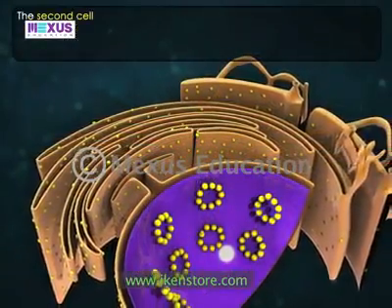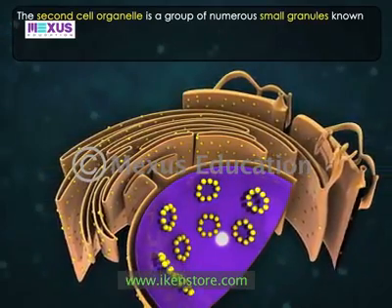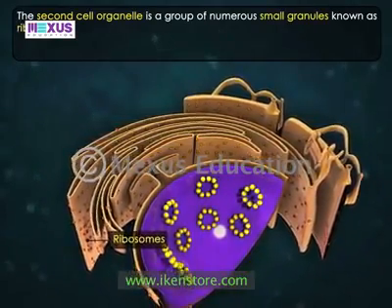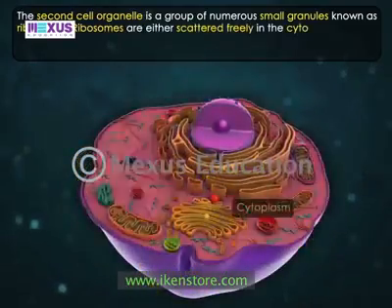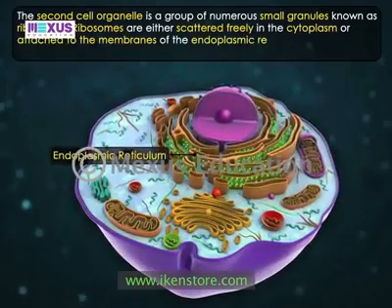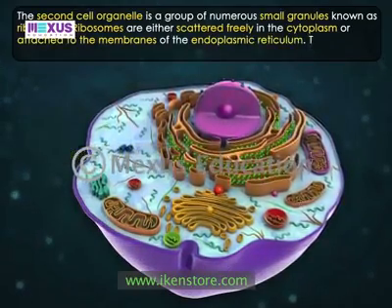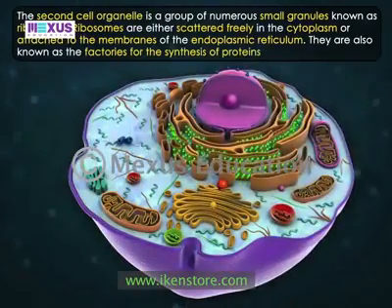The second cell organelle is a group of numerous small granules known as ribosomes. Ribosomes are either scattered freely in the cytoplasm or attached to the membranes of the endoplasmic reticulum. They are also known as the factories for the synthesis of proteins.